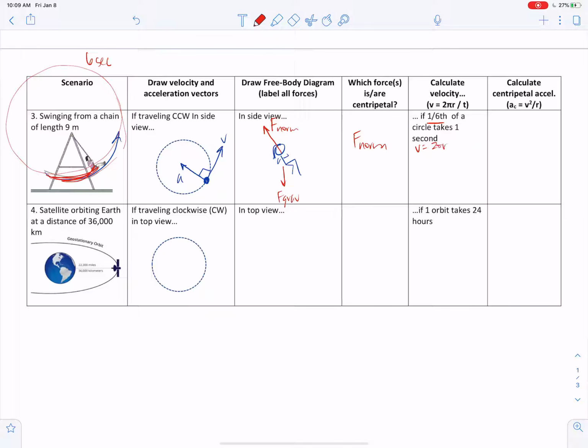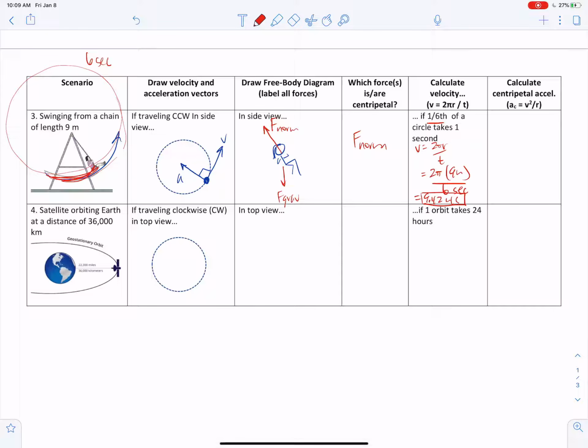Velocity is still 2 pi r over t. We know that the radius is, it's right here, 9 meter radius. And the time it takes to go all the way around is 6 seconds. So this velocity is going to be 9.42 meters per second. And I'm kind of running out of room here.